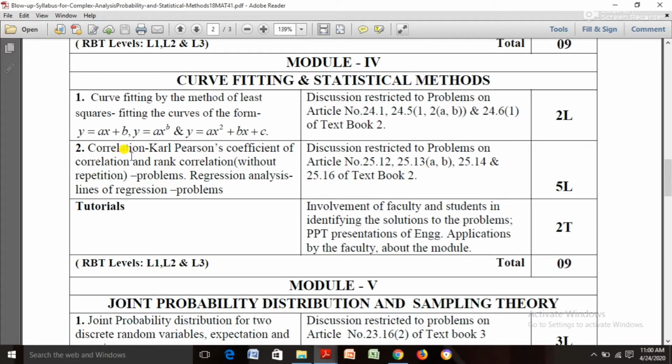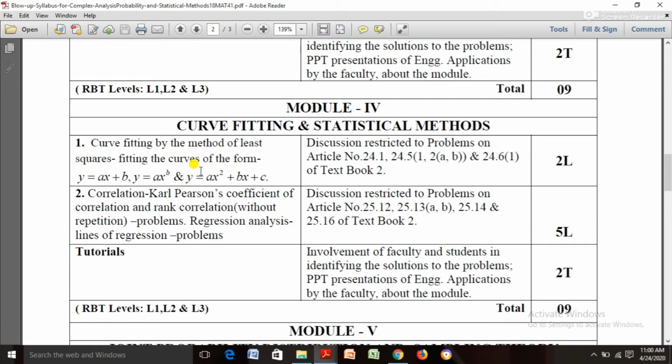The second point is correlation: Karl Pearson's coefficient of correlation and rank correlations without repetition and problems, and regression analysis, lines of regression and problems. So only these two points are in this module. Let us start with the first point, curve fitting by the method of least squares. Here three curves are there: y = ax + b, y = ax^b, and the last one, y = ax² + bx + c.